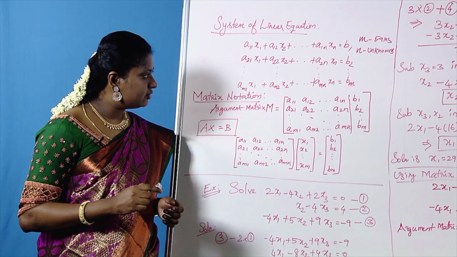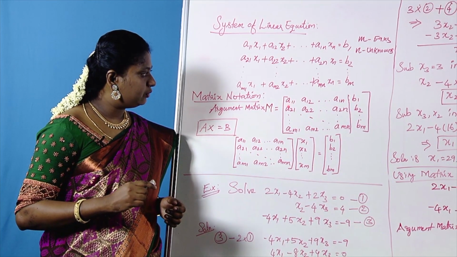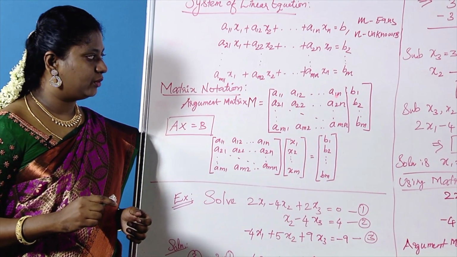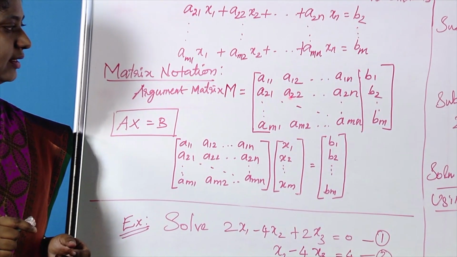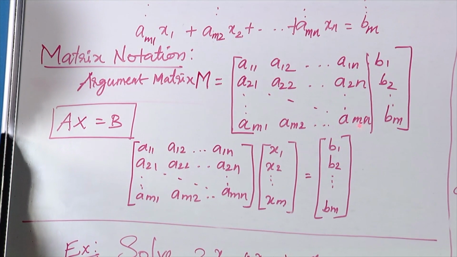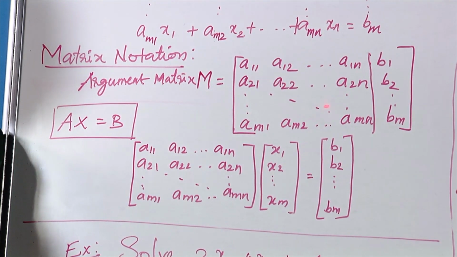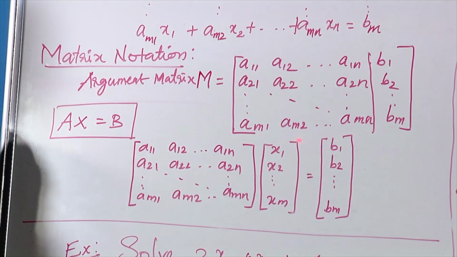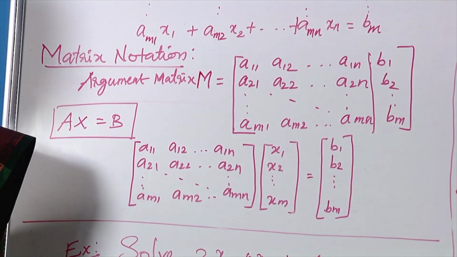From here to here: a11, a12, up to a1n, a21, a22, up to a2n, am1, am2, up to amn. It is an m by n matrix. You have m rows and n columns. That is what we mean by coefficient matrix.